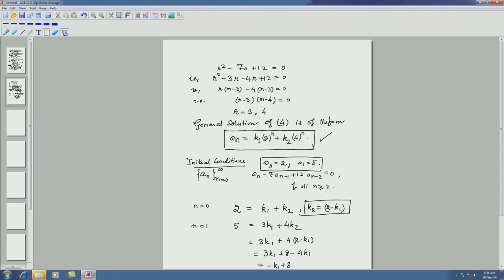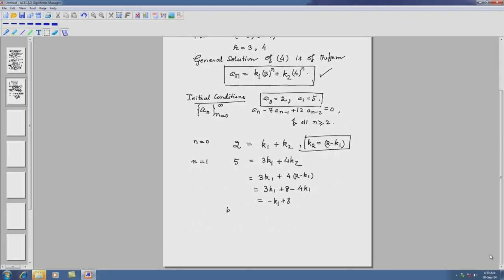Well, this is essentially k 1 equal to 8 minus 5, which means 3. Therefore, we have obtained the value of k 1, which is equal to 3, and k 2 equal to 2 minus k 1, and this gives me minus 1. Thus, the solution of the recurrence relation is a n equal to 3 times 3 to the power n minus 4 to the power n. Therefore, it is 3 to the power n plus 1 minus 4 to the power n.